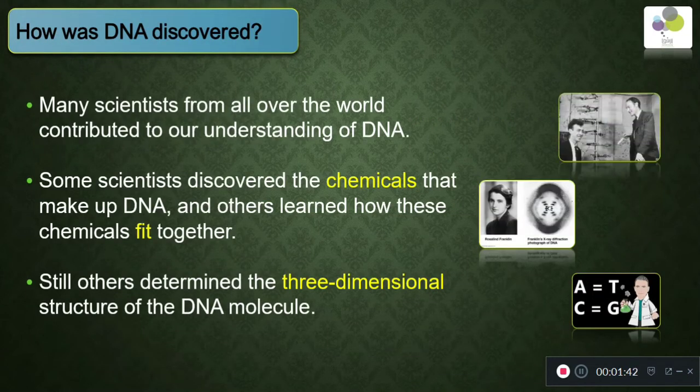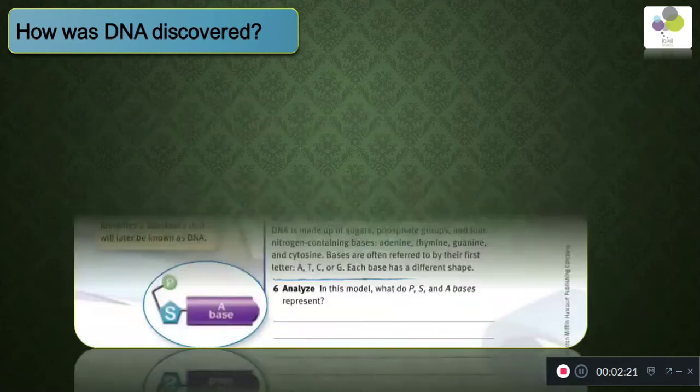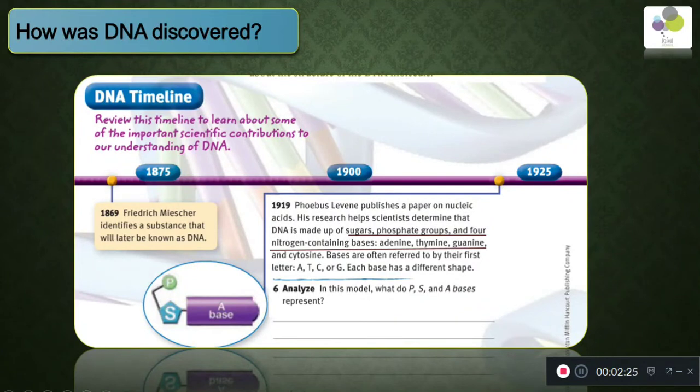What is the story of DNA? How was DNA discovered? The discovery of DNA did not happen overnight. It took many years to discover DNA in the shape that we know now. Not just one scientist, but many scientists from all over the world contributed to our understanding of DNA. Some discovered the chemicals, others described how these chemicals fit together, and others made a model of the three-dimensional structure of DNA. Starting from 1869, scientists started to discover what DNA is. Some scientists discovered the substance that we now know is DNA.